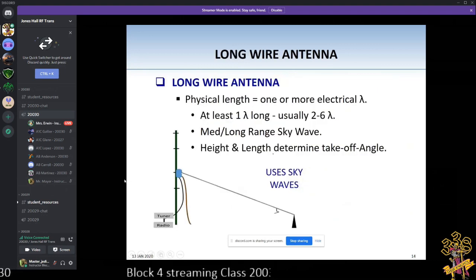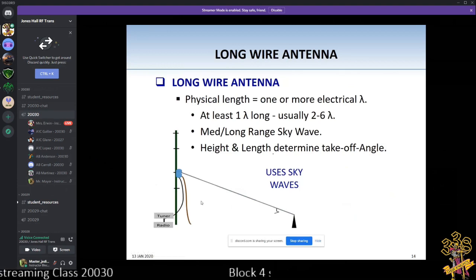A long wire antenna is exactly what it says, a long wire. The wire has to be at least one wavelength long. Now, how long is one wavelength? That's going to depend on the frequency.